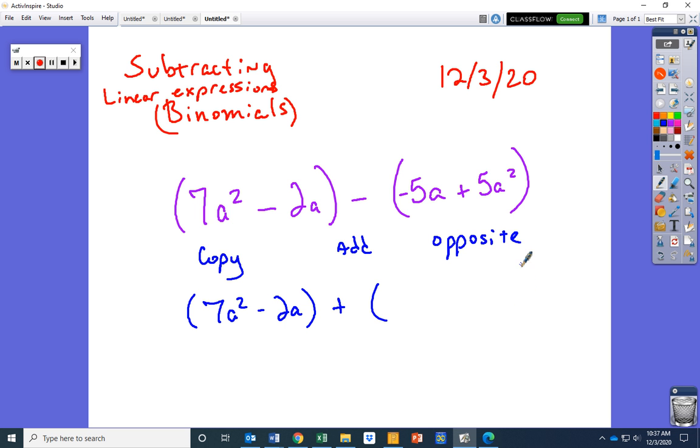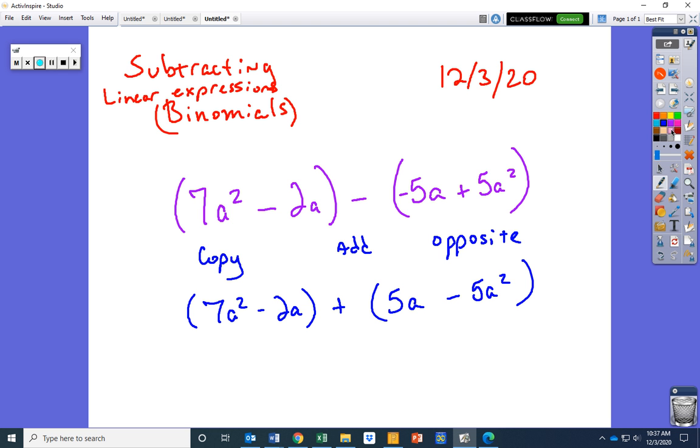Okay, and this entire binomial, in other words, all of the terms that are inside of it are going to be opposite. So what's the opposite of negative 5a? I'm going to add 5a, or I can just say 5a. And then what's the opposite of positive 5a to the second? Minus 5a to the second. Now, what we've done is turn this subtraction of binomials into an addition of binomials, or a linear expression, which is easy. That's what we did yesterday, right?